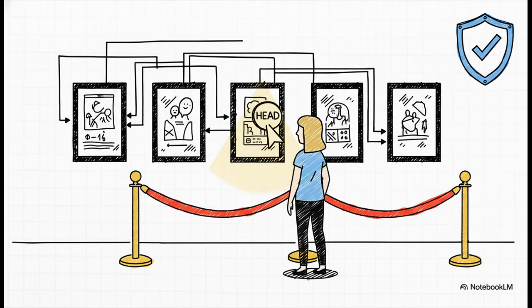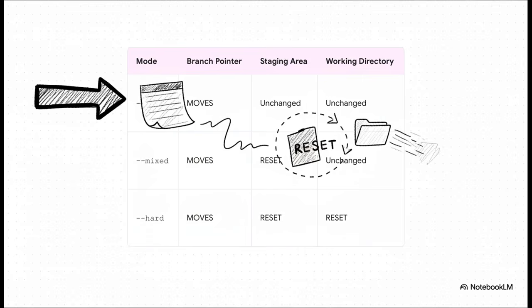I want you to think of this as your completely safe read-only tool. Its main job is to move your head pointer around. You're basically just time traveling, looking at different snapshots in the museum of your project. It'll update your working files to match whatever commit you're looking at, but it never ever changes the history itself. It's totally safe. Next, let's talk about the powerful and sometimes scary Git Reset.